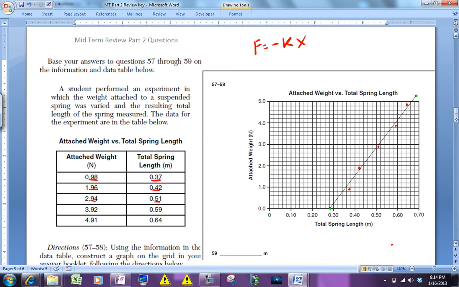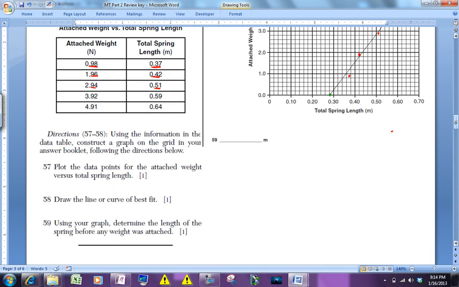Now the third question they ask is to determine the length of the spring before any weight was attached. Another way of saying that is, when was the force 0, where was the spring? Because remember, the Hooke's law equation, the x there is actually the distance from the rest. So if this is the normal length of a spring and you hang masses on it, it's going to get longer and longer, and it's that difference in distance that's the x.